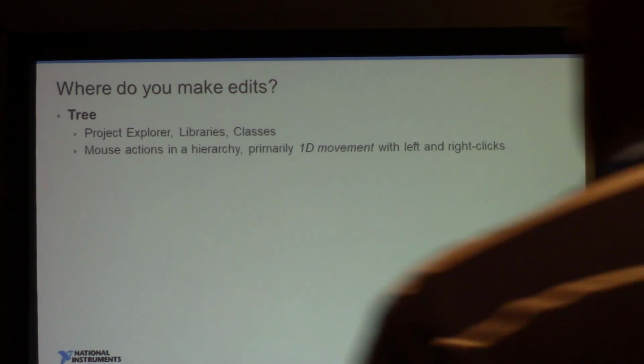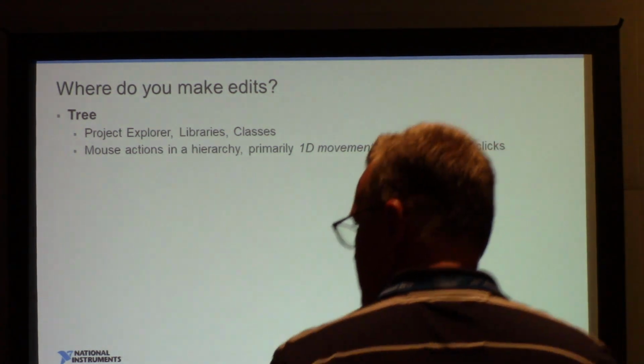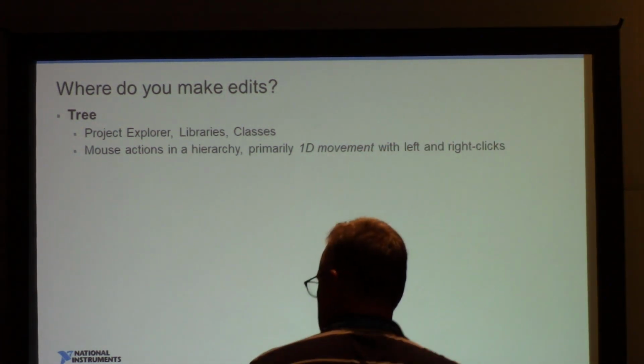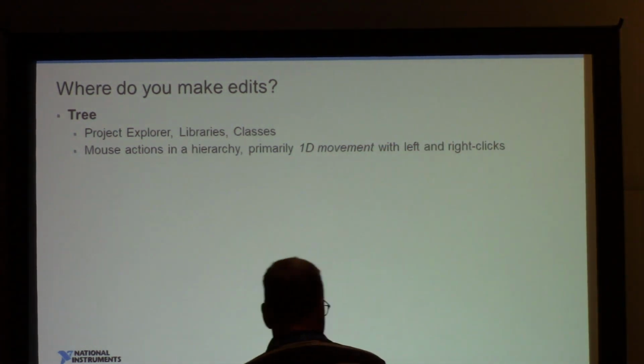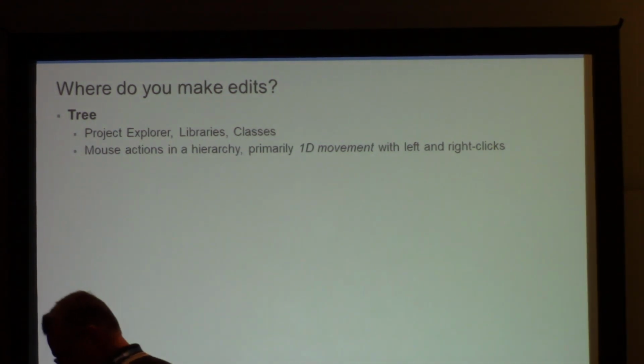The first arena is a tree. So if you're working in the project window, or if you have a library open by itself, you're working in a tree. Now, typically when you're working in a tree, you're moving 1D, you're going up and down, and you're typically using your mouse. You're expanding things, right-clicking on things, selecting things.